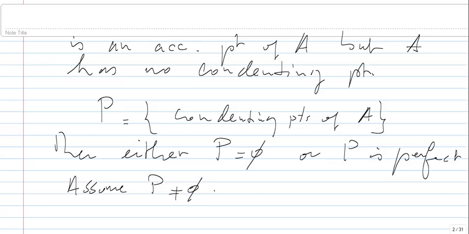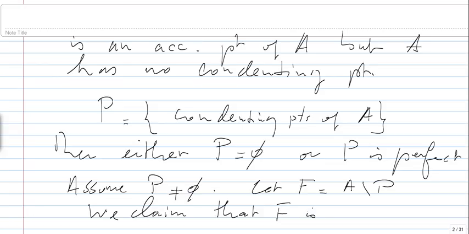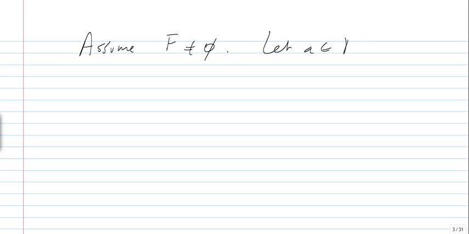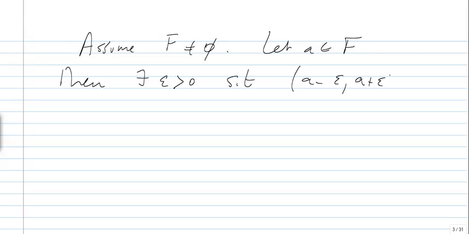For that, let F be the complement of P. We claim, as we'll see, that F is countable. How do we prove that? If F is empty, then it is countable, so assume F is not empty. Let a belong to F. Then a is not a condensing point of A, so there exists epsilon positive such that (a minus epsilon, a plus epsilon) intersect A is countable.